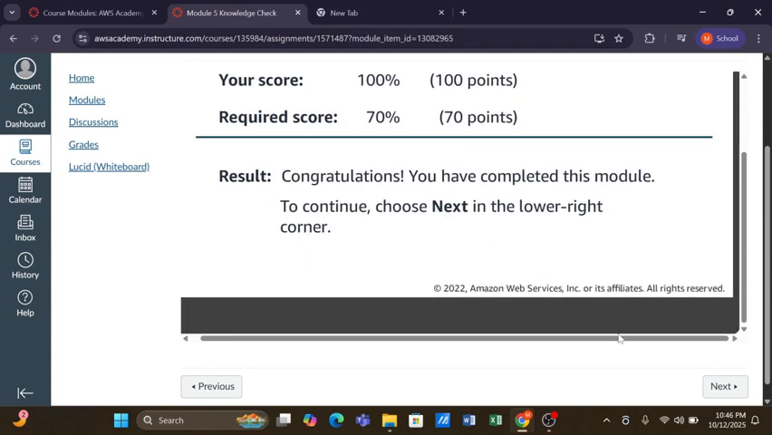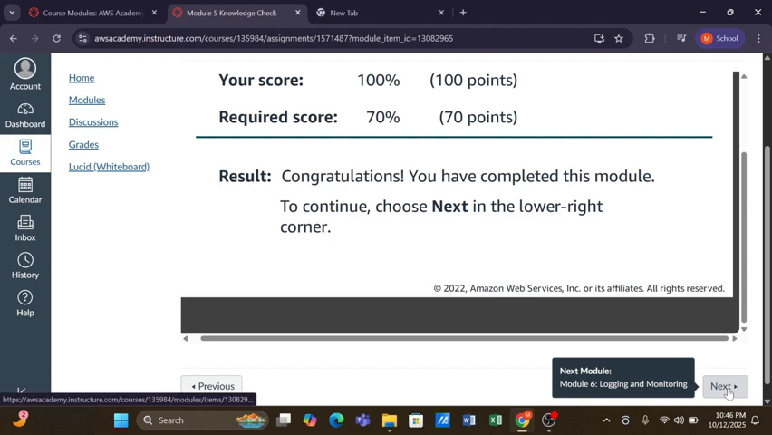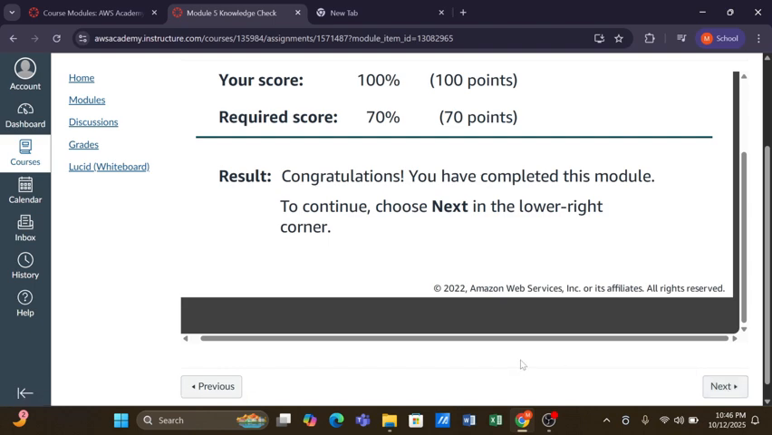In the next task, we will be attempting the module 6 lab 6.1, which is about CloudTrail and cloud monitoring. And I hope to see you next time.